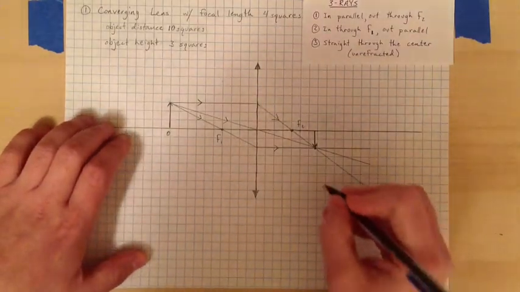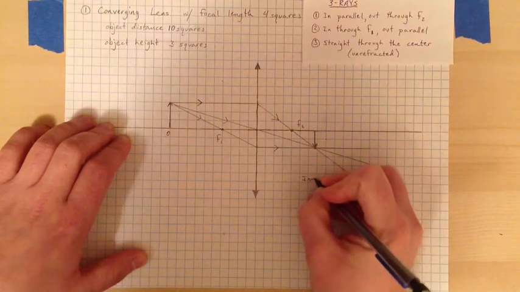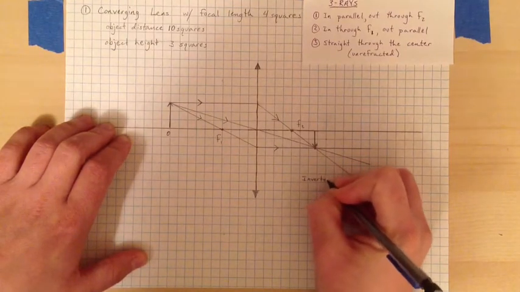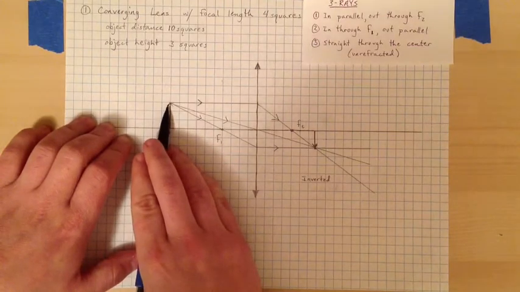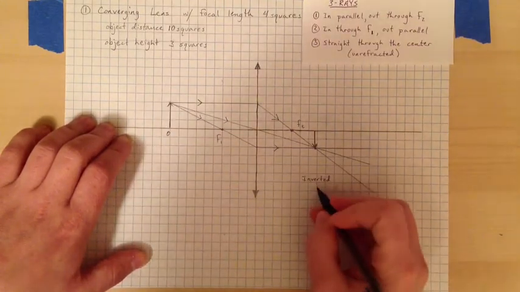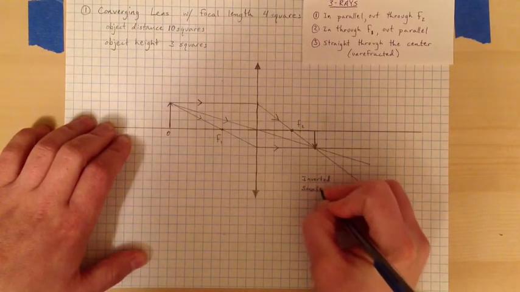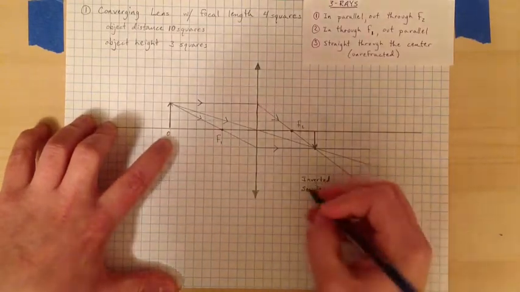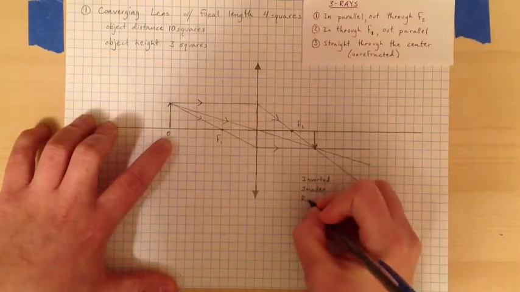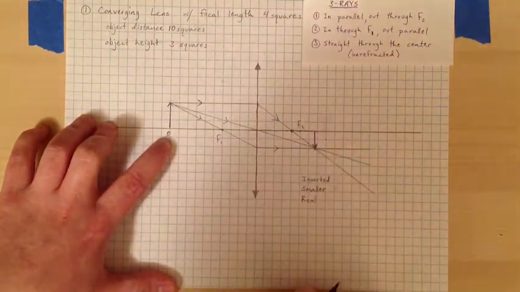Now I'm going to say some things about the image. The image is inverted. Right? The tip of the arrow is now below the principal axis, whereas the object, the tip of the arrow started above the principal axis, so it's upside down, or inverted. It's smaller. And because it's over here on this side of the lens, the opposite side of the object, I know that it's real. Right? Meaning that it's actually projected onto this side.